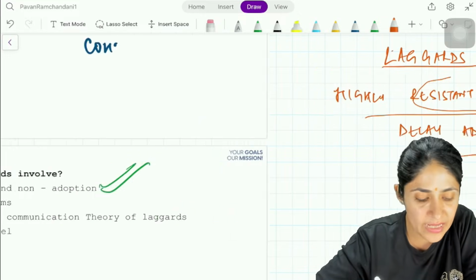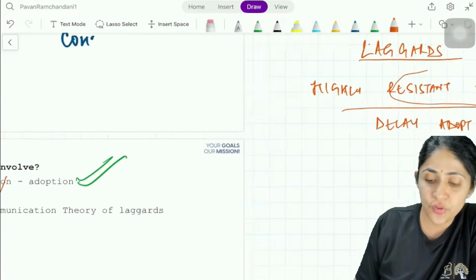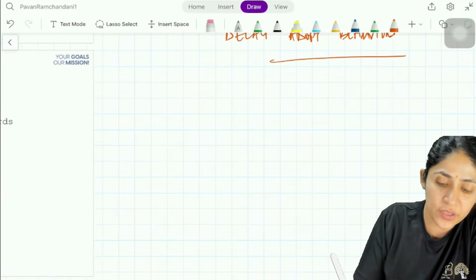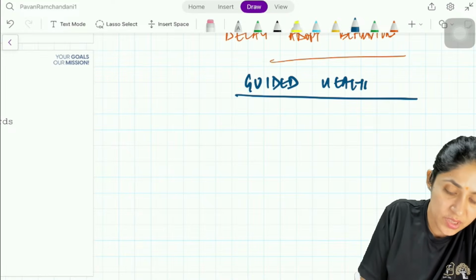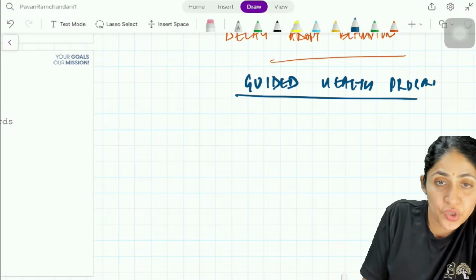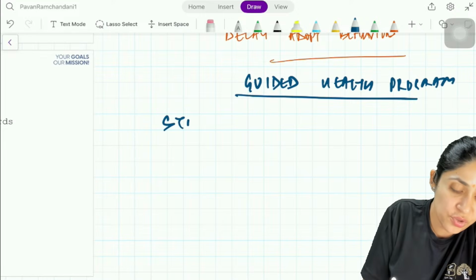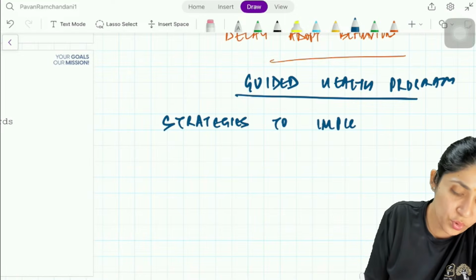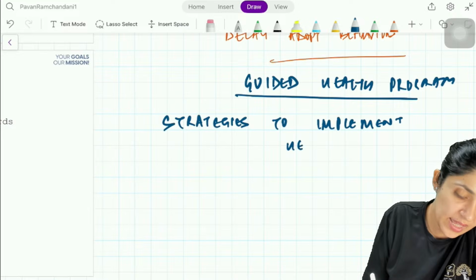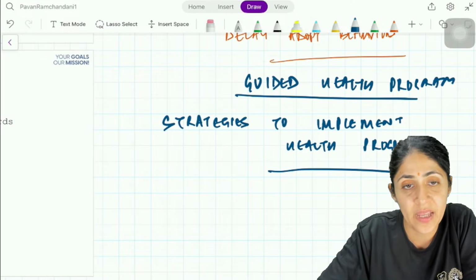Now, the next option is one where you might get confused: guided health programs. Guided health programs are not related to changing how people adopt things. It is just a method in which you focus on the strategies to implement whatever health programs are there. You focus on how to implement those health programs. That is called a guided health program.